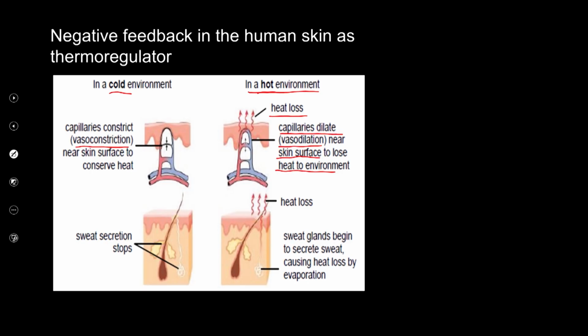So we're looking at the bottom here. We've got the structure of the skin. We're looking at the sweat glands here, where they're coming from. The sweat glands will now stop secretion because here it is cold. Then here, when it is hot, what will happen? The sweat glands begin to secrete sweat. And this sweat will cause heat loss by evaporation. You can see here the heat that is going out to the environment, to the atmosphere, then evaporation takes place.